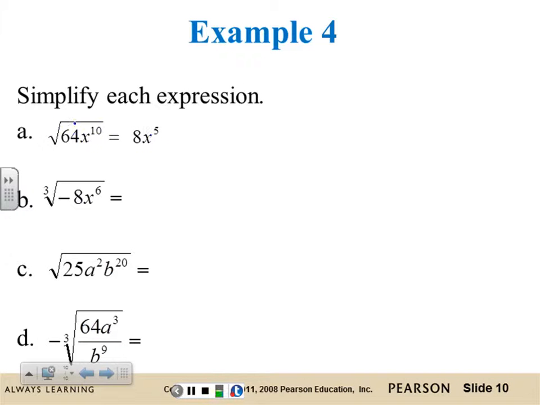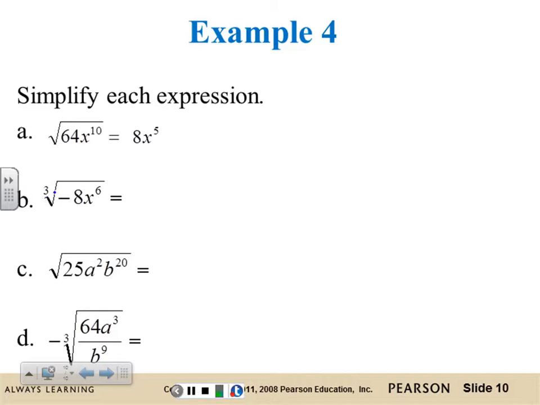So with your numbers, with your coefficients, 64, you're going to take the square root of 64. But with your variables and your exponents, the easiest thing to do is to divide your index into your power. And we'll talk about that later on why you can do that. But for your coefficients, your whole numbers, you're going to take the square root of those. What times itself 2 times will give me 64, and the answer is 8. But then when you have your variables with your exponents, you are dividing your exponent by your index. And so we get x to the 5th.